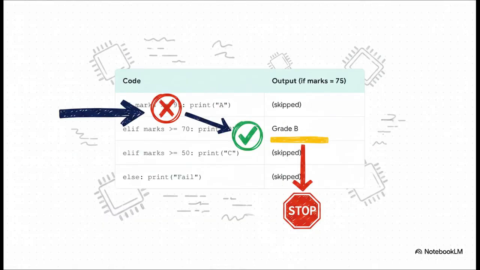And this example shows that flow perfectly. Let's say our score is 75. Python asks, is 75 greater than or equal to 90? Nope. Okay, moving on. Is 75 greater than or equal to 70? Yes, it prints grade B and this is super important, it stops right there. The entire if-elif-else block is done. It doesn't even bother looking at the rest.